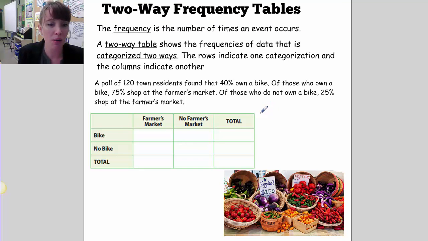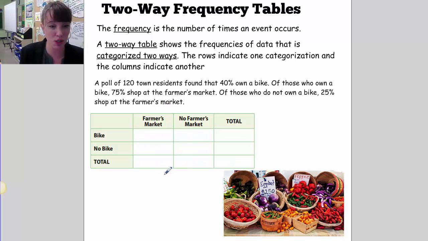Okay, so a poll of 120 town residents found that 40% owned a bicycle. Of those who owned a bicycle, 75% shopped at the farmer's market. And of those who did not own a bicycle, 25% shopped at the farmer's market. So we're going to use this information and fill it into the table.